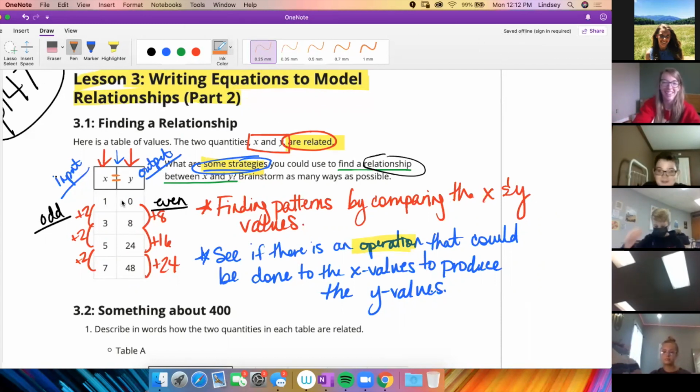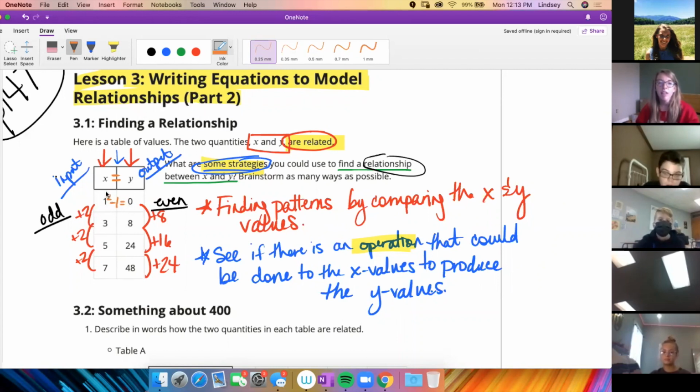Okay. All right. So what we're doing is we're taking this number x and we're multiplying it by itself. So we have 1 times 1. And what does that equal? 1. All right. And then what would we have to do for it to equal 0? Minus 1. So we took it, we squared it, and we subtracted 1 and it equaled 0.